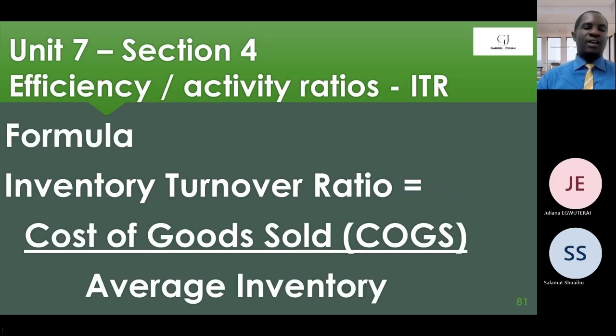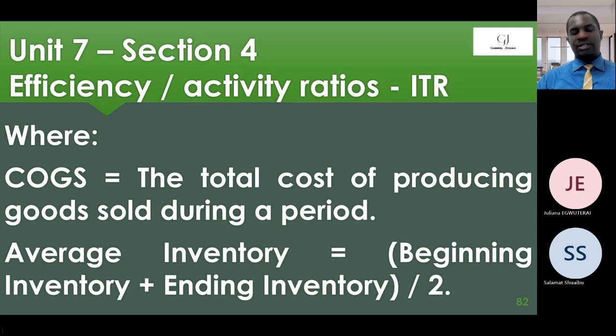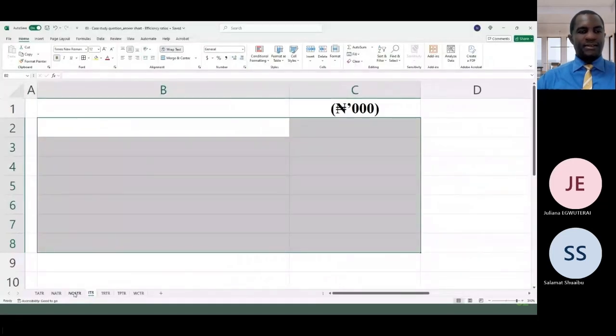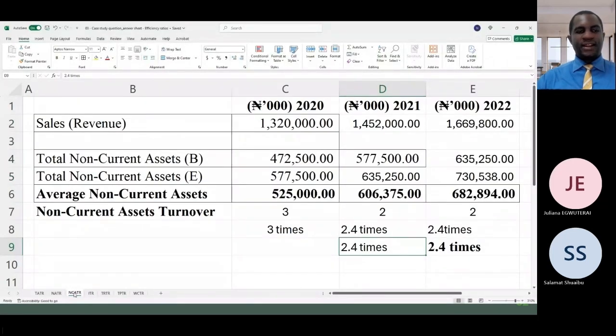The formula is clear. We have the inventory turnover ratio, which is cost of goods sold as your numerator and average inventory as your denominator. The cost of goods sold is your total cost of producing goods for sale during a period, so it is either cost of goods sold or cost of sales, while your average inventory is your beginning and your ending inventory divided by 2. So let's run it. It's a simple ratio. I like it because it's direct.